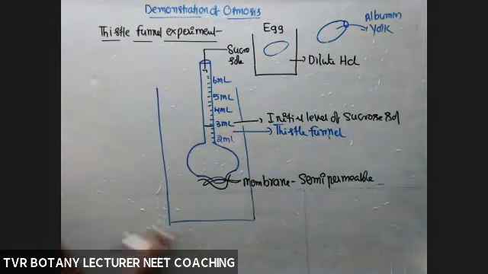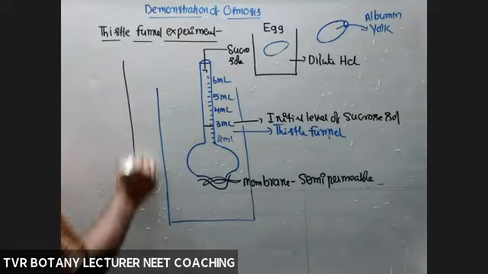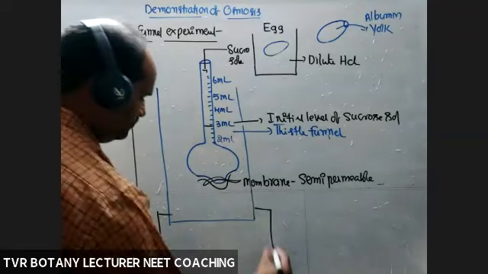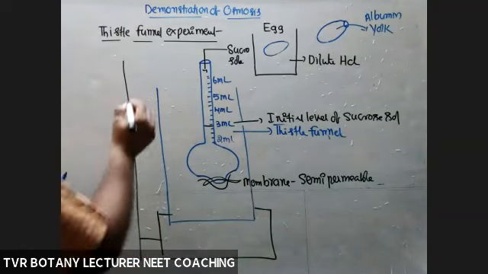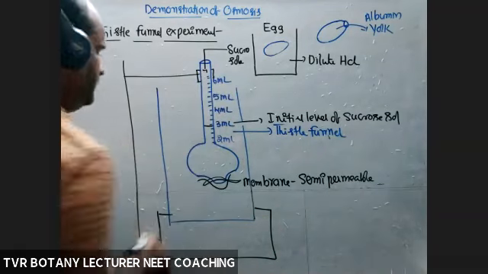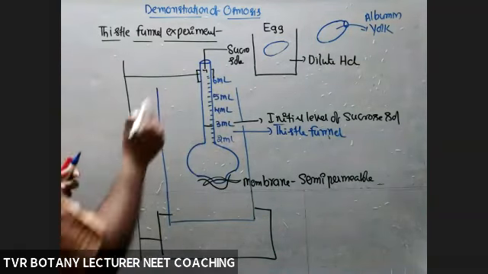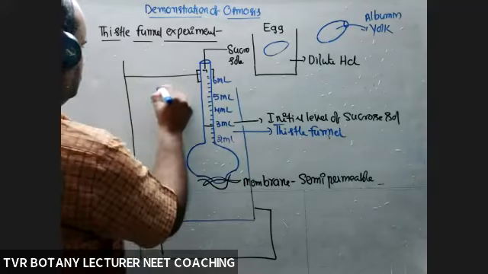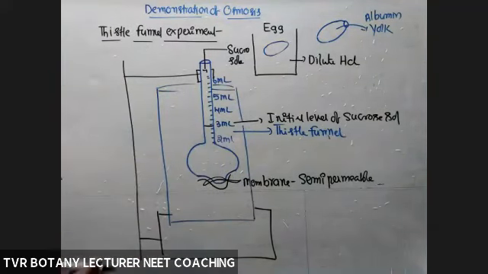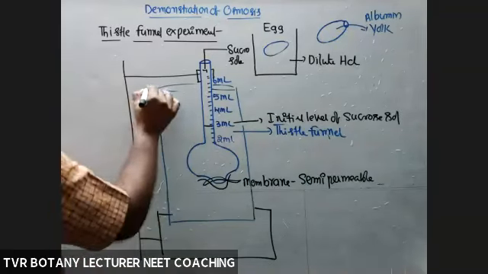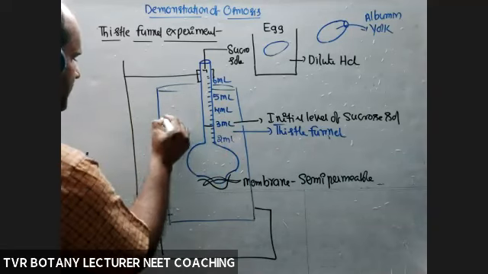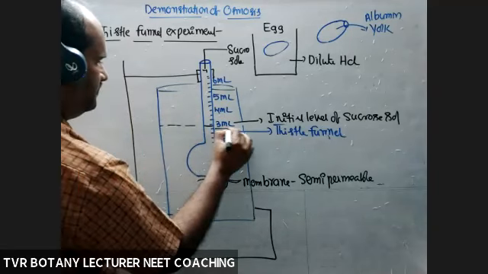And a stand and other things are required. With the help of a stand, and that is with a stage also for support, and this one is to hold a thistle funnel. Okay, right. And this one is dropped into a beaker containing pure water. For example, pure water level.